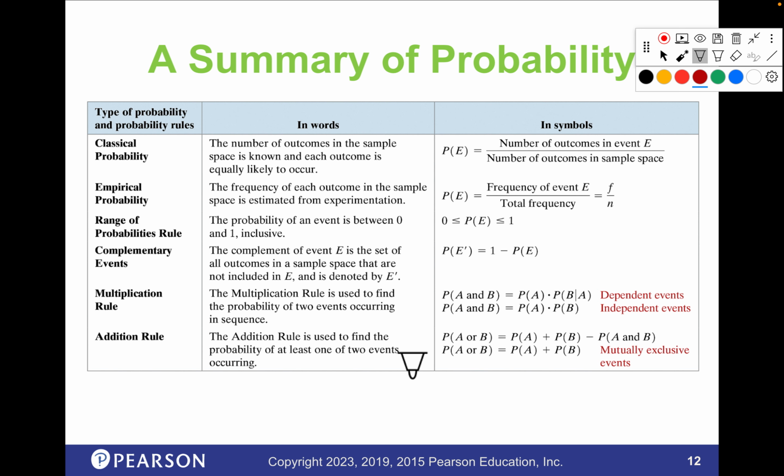Good. This is the complement rule. Sometimes we know the probability of rain. We can also calculate the probability of not rain. So whenever two things are complements of each other, either it happens or it doesn't, we can subtract from the 100% or the 1, and we're there.